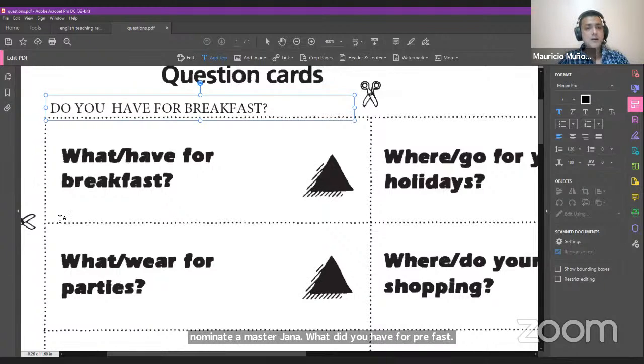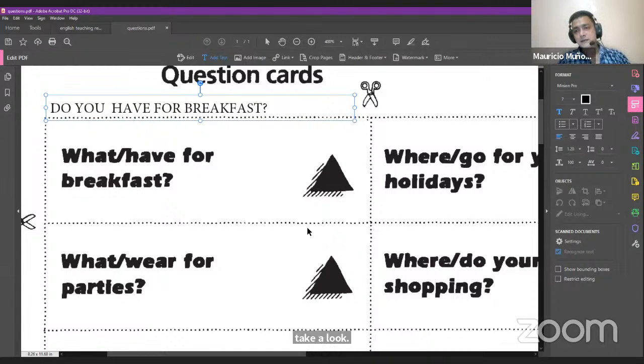Let's move on to another one. Aquí una vez más, necesitamos un sujeto y un auxiliar. Take a look. Where. And then the auxiliary verb, the subject, and the complement. You see? Perfect. Where do you go for your holidays?